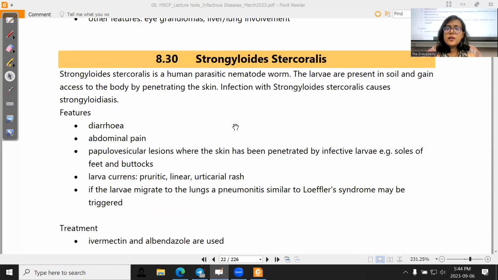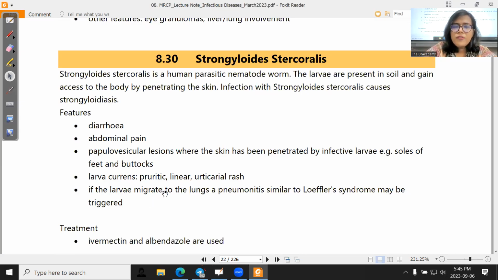Strongyloides stercoralis, it's an important topic for MRCP part 1. They do somewhat like this topic. So this is a human parasitic nematode worm present in the soil, gaining access to the body by penetrating the skin. Infection with Strongyloides stercoralis causes strongyloidiasis. Diarrhea, abdominal pain, papillovesicular lesion where the skin has been penetrated by the infective larvae, that is sole of feet or buttocks. Larva currens, pruritic, linear and urticarial rash.